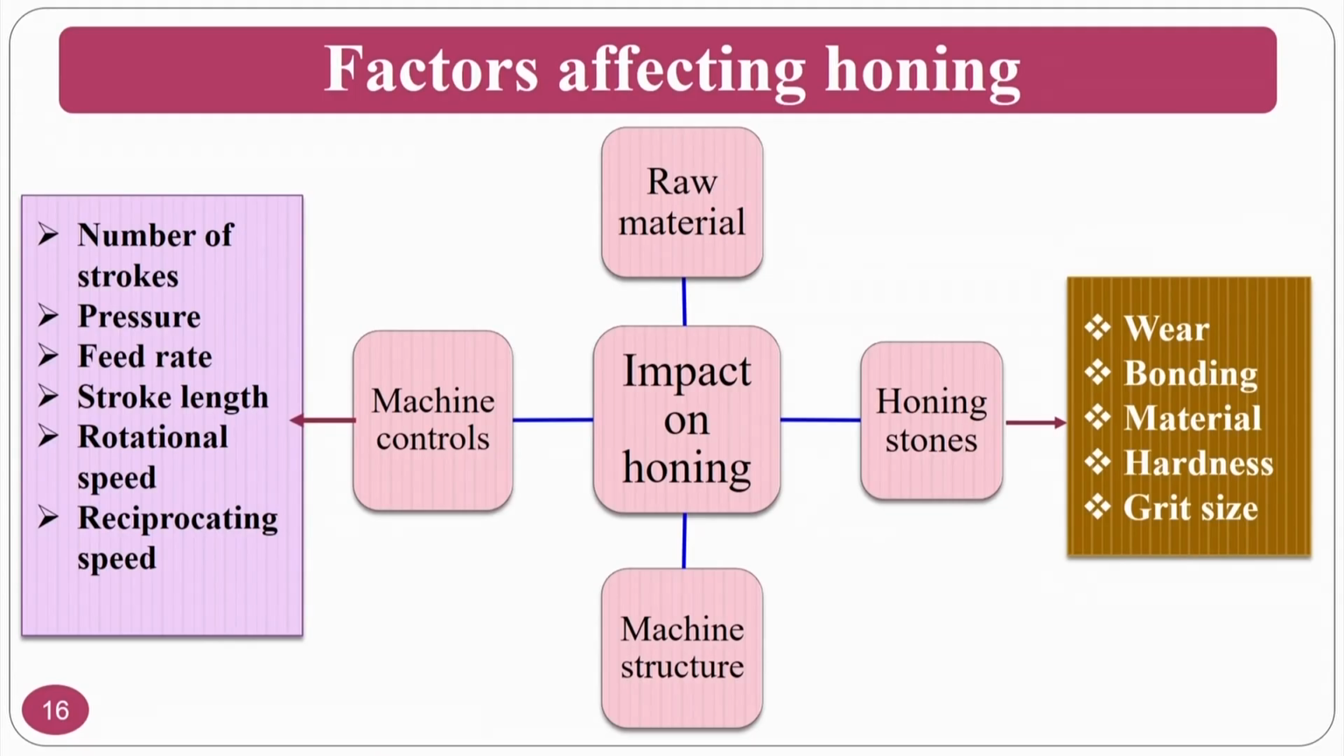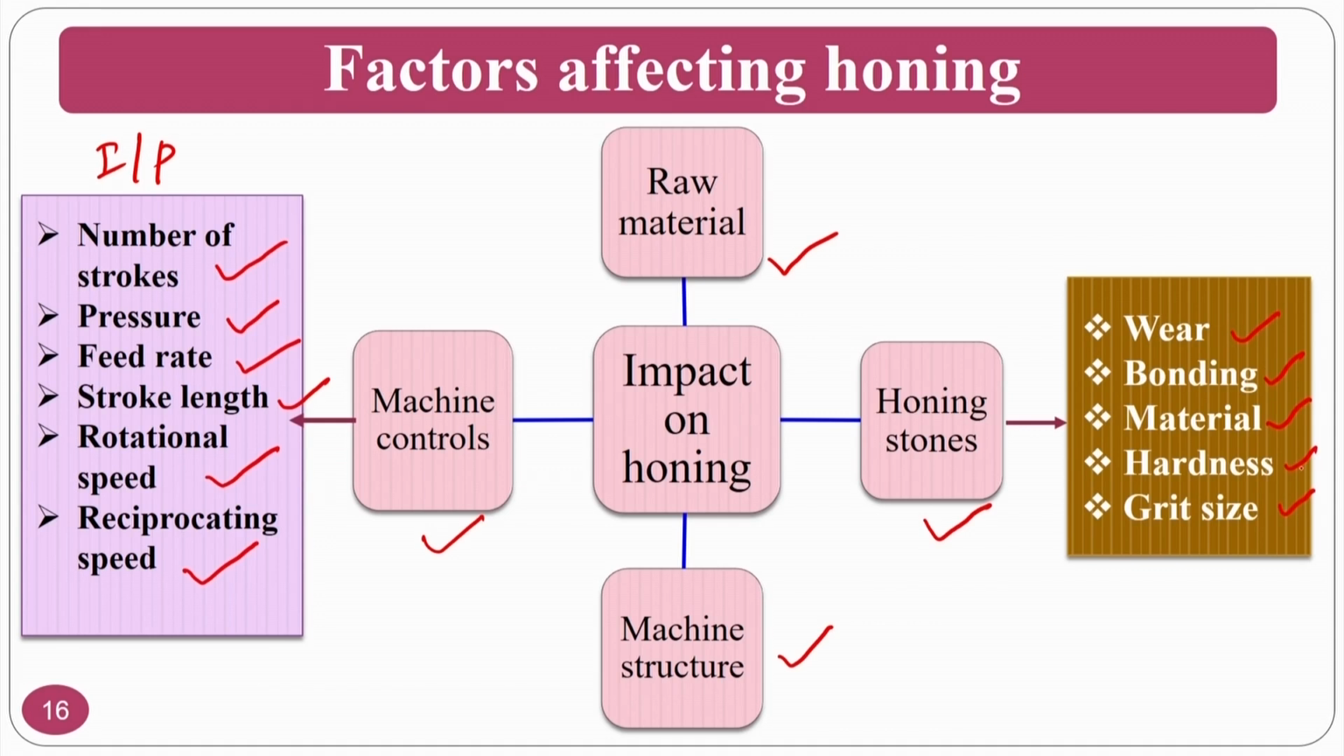The factors affecting the honing, if you see the factors, one is the raw material, that is the workpiece material, and machine controls, machine structure, honing stones. I can say these are the input parameters: number of strokes, what is the pressure that you want to give, what is the feed rate, stroke length, rotational speed, reciprocating speed. These are the input conditions that normally the operator puts on the machine. Apart from it, the honing stones also, the wear, bonding, material, hardness, grit size, these are all the deciding factors of the surface finish on the component which you want.